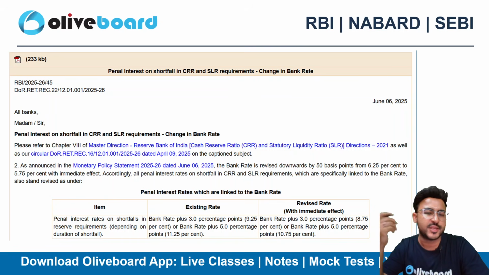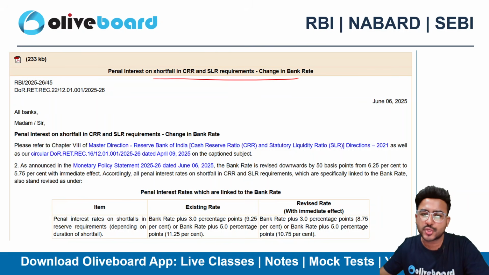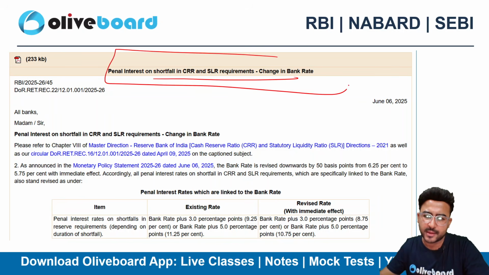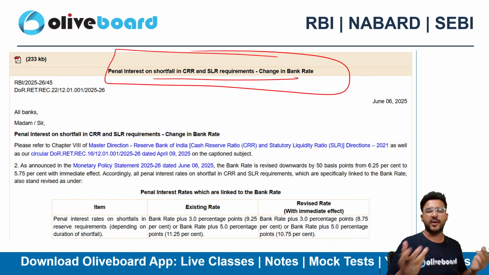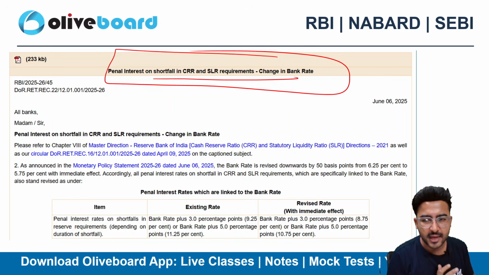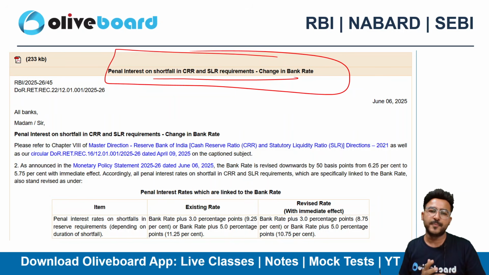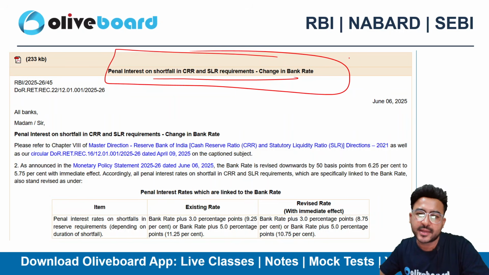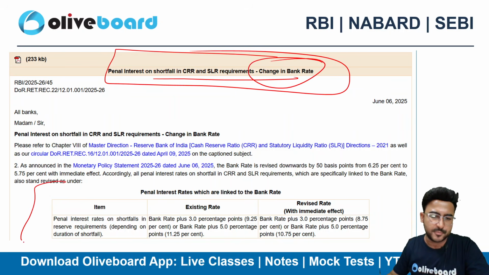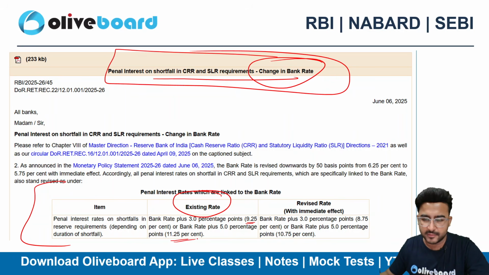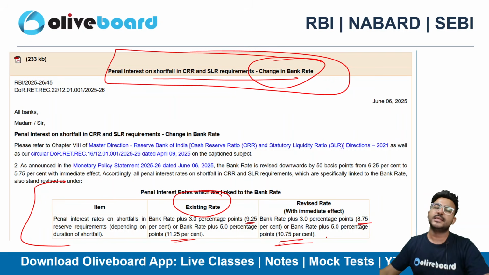Then there was another notification related to the penal interest on shortfall in the CRR or SLR requirement. We all know that whenever a bank or regulated entity fails to meet the CRR requirement or SLR requirement, they need to pay the penal amount of interest to the RBI. That is nothing but bank rate, right? So there is a change in bank rate as well because the repo rate is being changed. Okay, so you can see that the existing rate was 9.25% and 11.25%. Now the rate is 8.75% and 10.75%, right? That's the basic change.